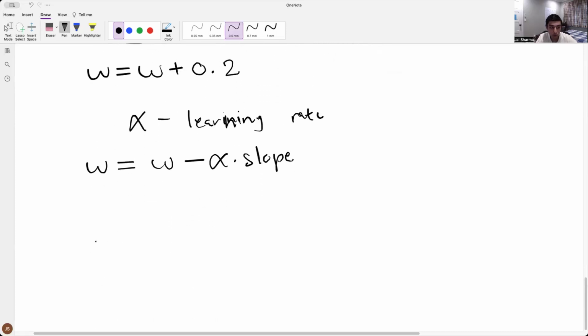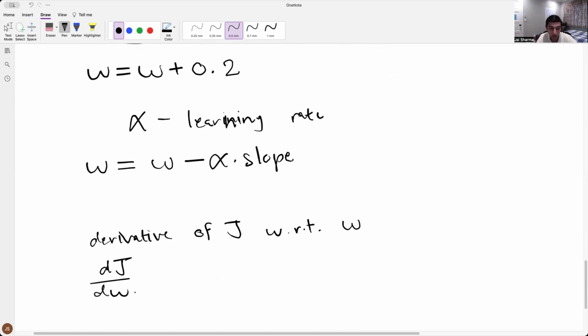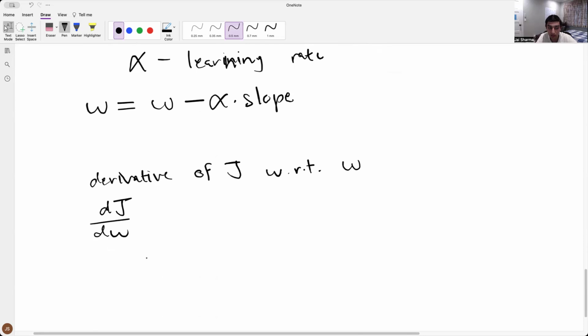So this is essentially the derivative of J with respect to W. And this is often represented as dJ dW. This is not a fraction, but it's kind of like a fraction actually, but it essentially just means the derivative of J with respect to W.